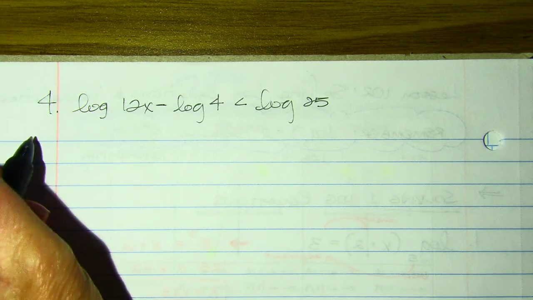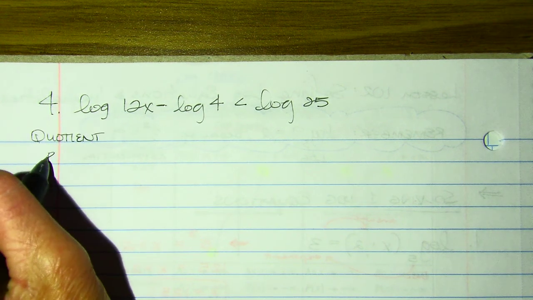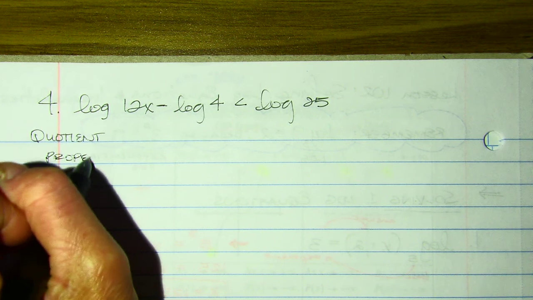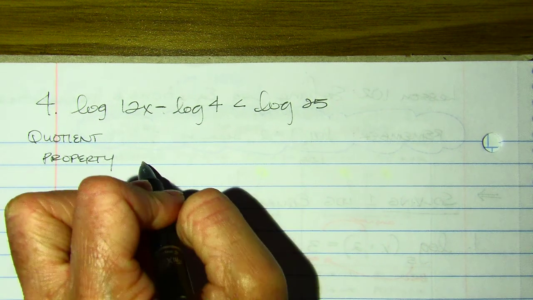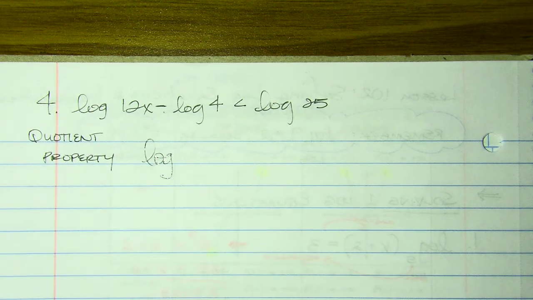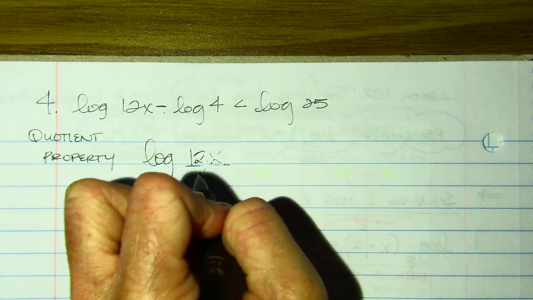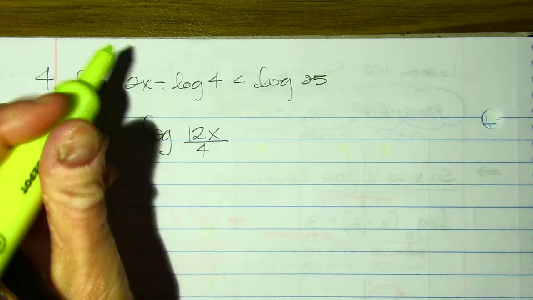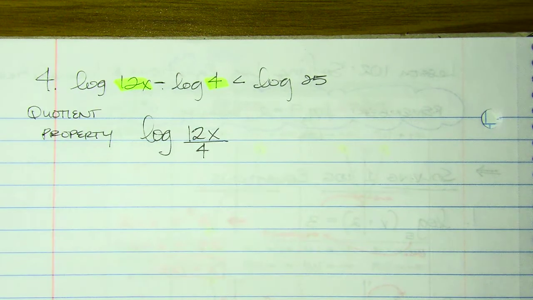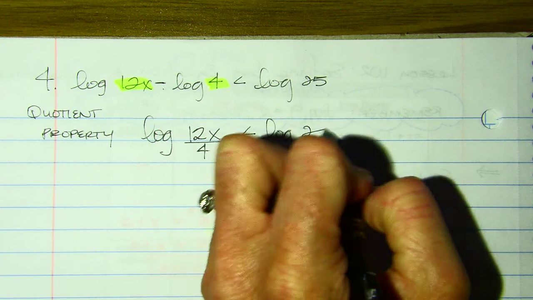So I'm going to use the quotient property because I have a subtraction sign. And the quotient property states that if I have subtraction, that I will divide 12x by 4. So I'm dividing by my two pieces. And now I have less than log of 25.